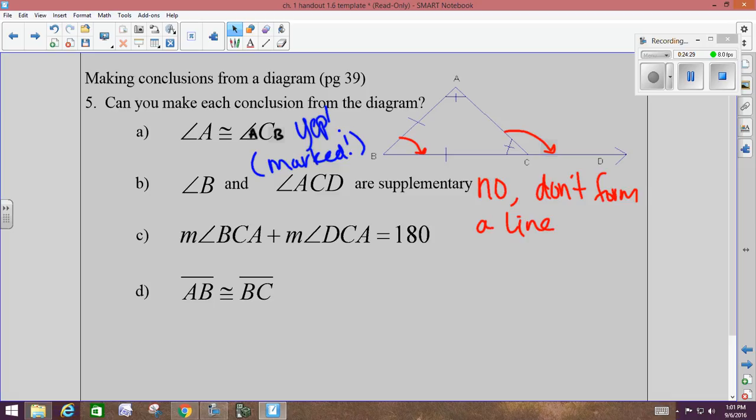They don't form a line. In order for the angles to form a line, they need to be adjacent angles. These ones are non-adjacent.